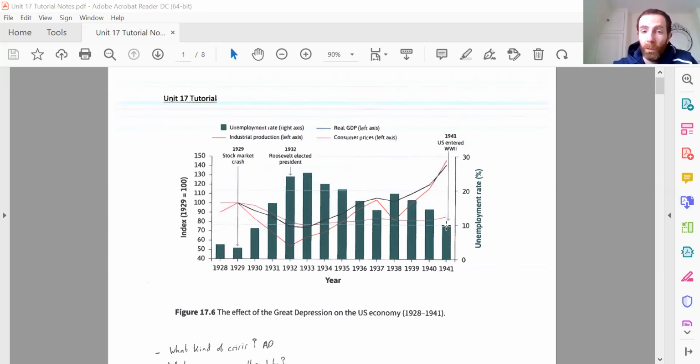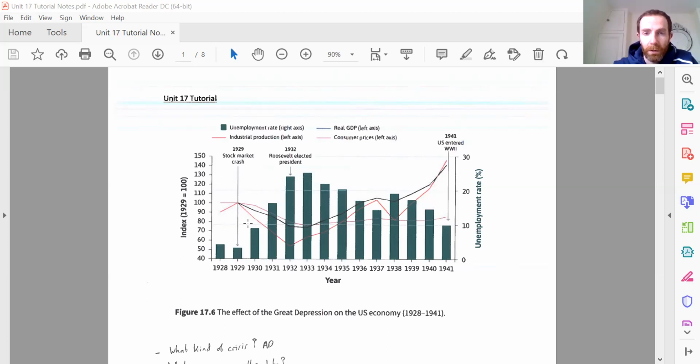the Second World War. Now, some other things to note that happen, and some of these things are going to be mentioned again. So industrial production immediately starts to drop off in this period of time, which probably correlates quite well with unemployment going up. Less production means fewer workers required.